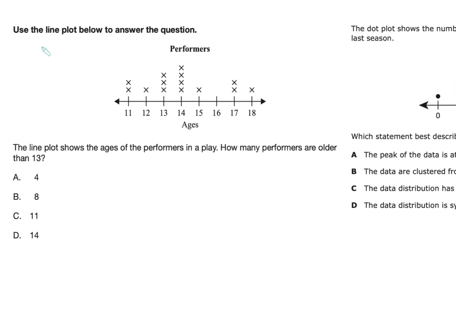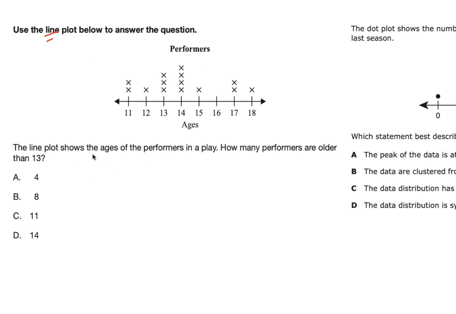Okay, let's look at this one. It says use the line plot. So again, notice they're saying line plot instead of dot plot. And notice when they say line plot, they use these X's instead of dots. So use the line plot below to answer the question. So we have performers and these are their ages. So you have two people that are 11, one person is 12, 3 are 13, and so forth.